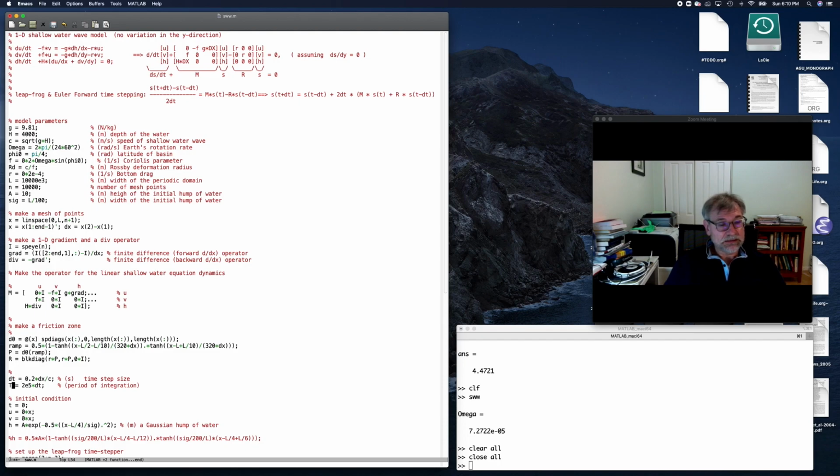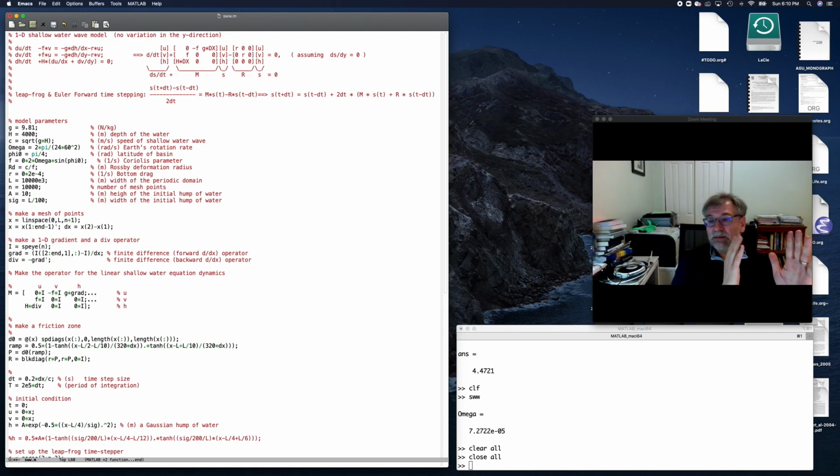All right, so that's delta t. And then the amount of time I'm going to integrate the model for, the simulation, is going to be 20,000 times delta t. So that's how long I'm going to run the model. All right, then we need to specify some initial conditions. And so for this, I set t0, u0, v0, and h. H is this Gaussian, this bell-shaped curve of width sigma, and it's going to be centered at L by 4. So that's a quarter of the way of the 10,000 kilometer domain.